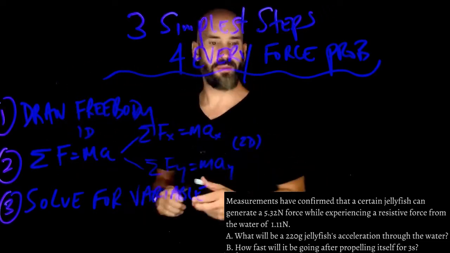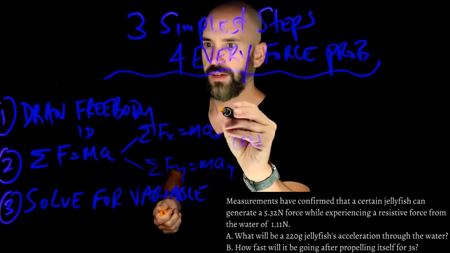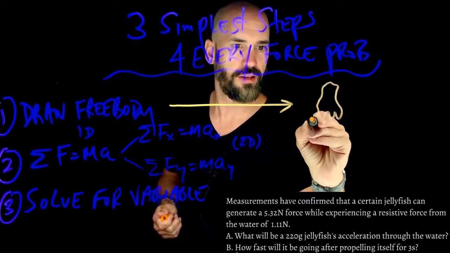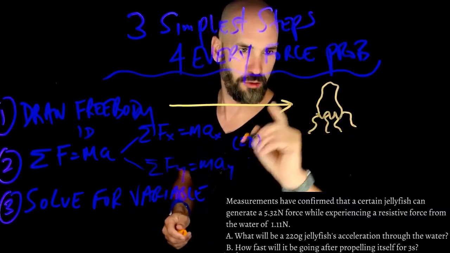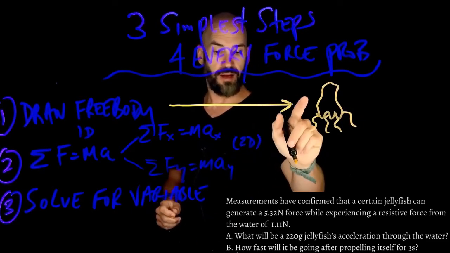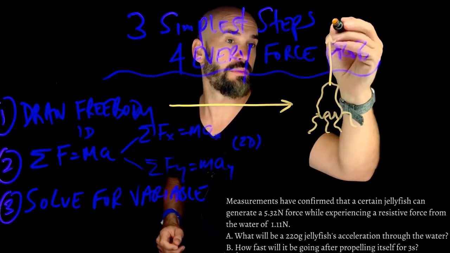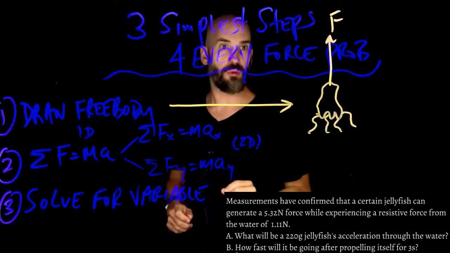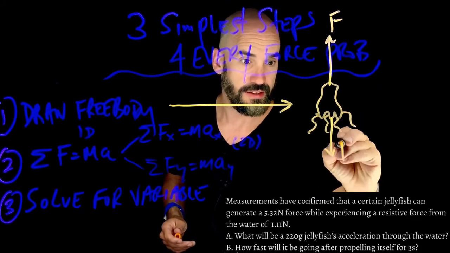Okay, number one, draw a free body diagram. So I here have a jellyfish, right? So this is going to be over here. I got a jellyfish. Something like that. Looks like a Pac-Man ghost with a bunch of tails. So I have a force being applied in the direction of its motion. We'll just call that F. And then it also has a resistive force from the water. We call the resistive force in water just drag. So I'm going to put a D down here for drag.